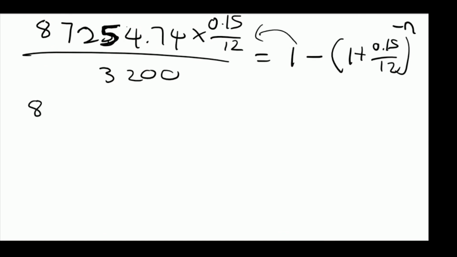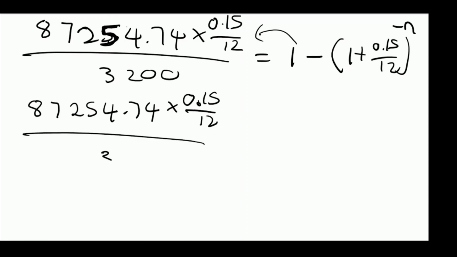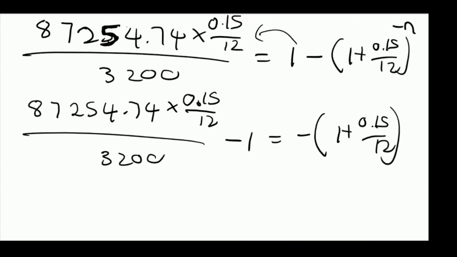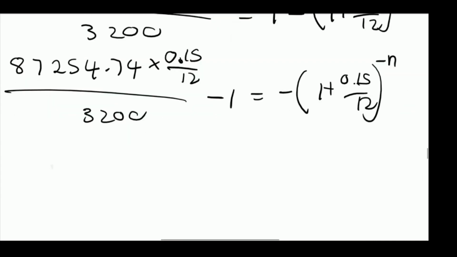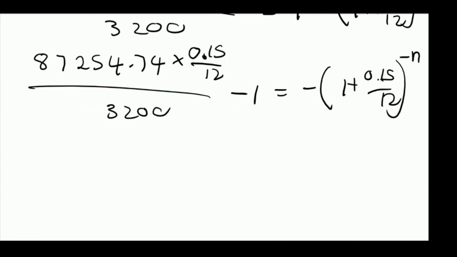So it's going to be 87,254.74 times 0.15 over 12 divided by 3200 minus 1 equals minus (1 plus 0.15 over 12) to the power of minus n, right? So from here, because we want n, let's punch this expression into our calculator.